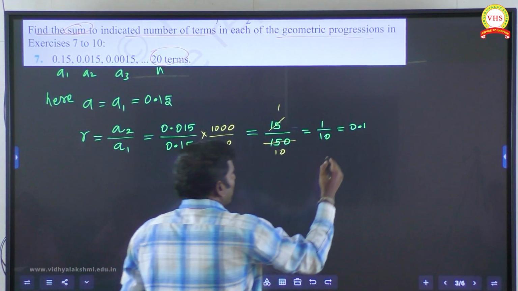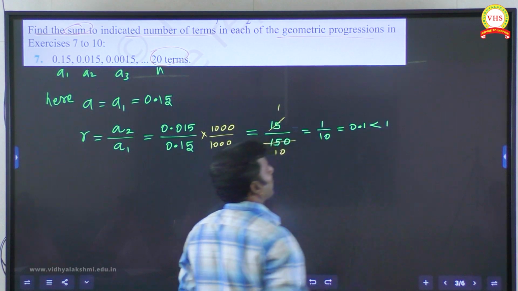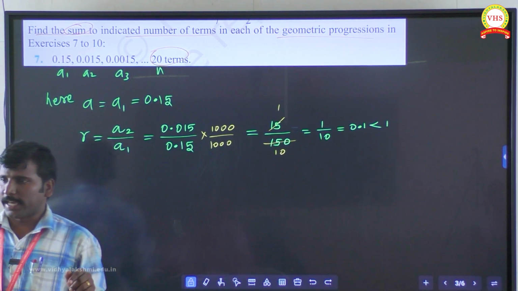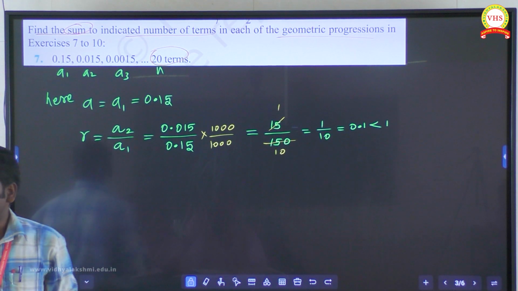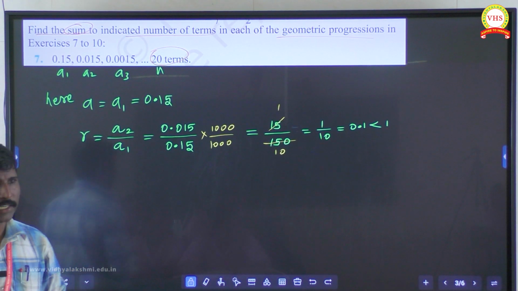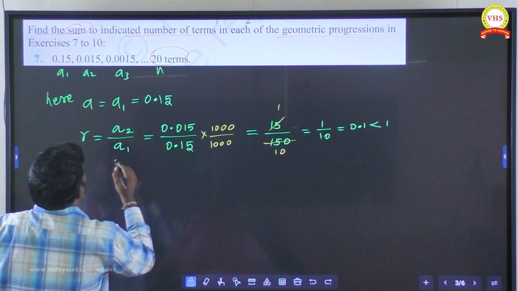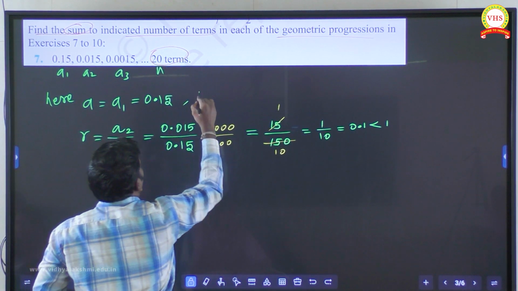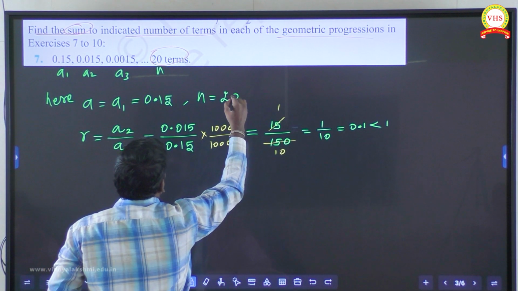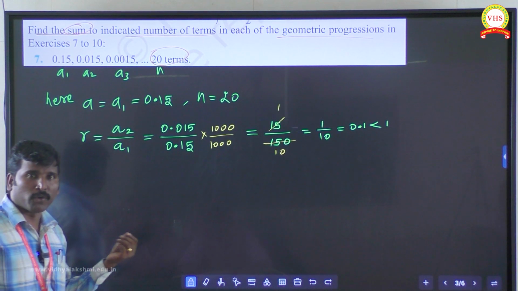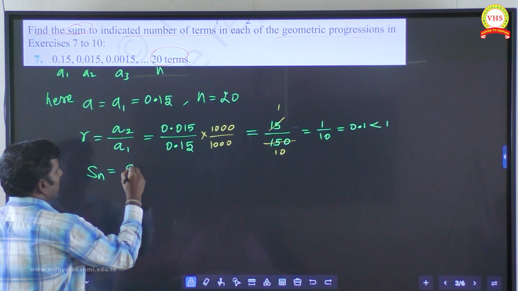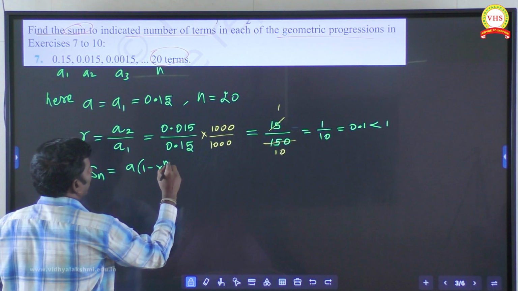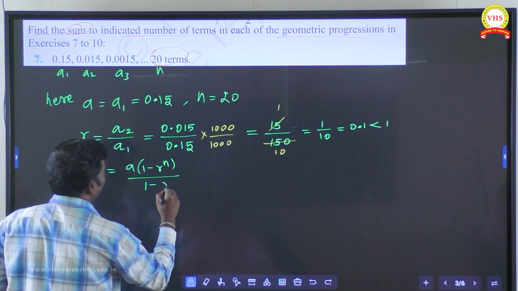Less than 1. So less than 1, what is the Sn formula? You just decide: a into 1 minus r power n divided by 1 minus r. That formula we have to use. Understand, children? Now here n is 20, they have given that. So Sn we have to find. Before going to it, write the Sn formula: Sn equal to a into 1 minus r power n divided by 1 minus r.